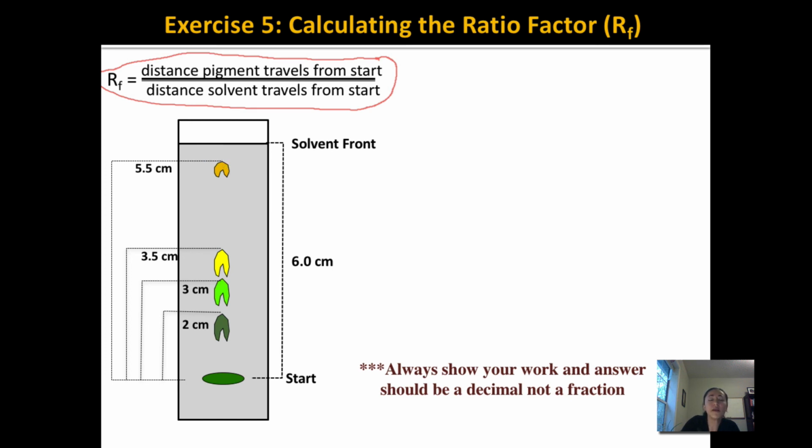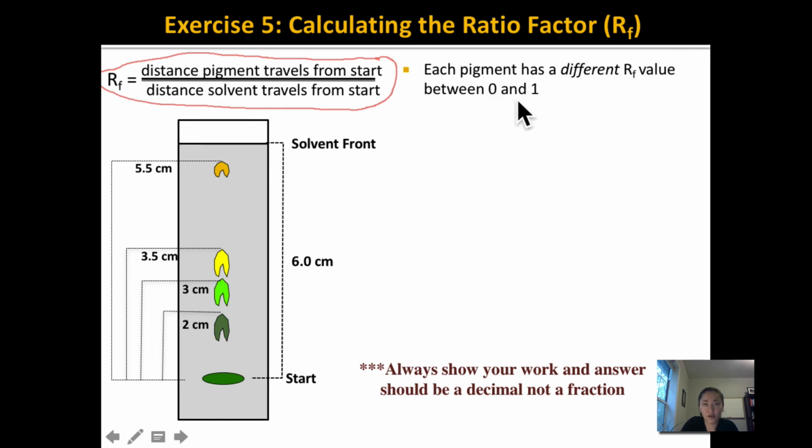Now, one thing to remember is that your RF value is always going to be between 0 and 1. So if you get a really big number or a negative number, which you shouldn't, or a number greater than 1, you did something incorrectly. Also remember that the most soluble pigment is the one that traveled the furthest up the strip.